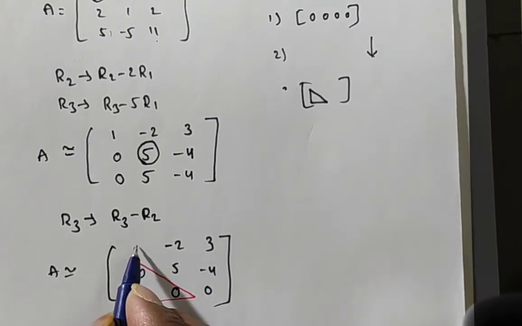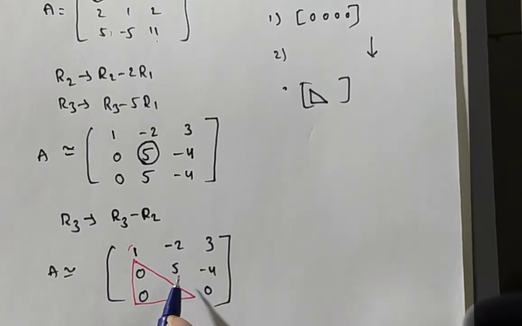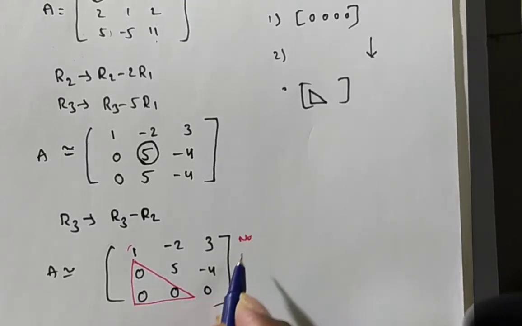Yes. This is the first non-zero element. Before that, is there any zero? No zero. Next, this is also a non-zero row. This is the first non-zero element. Before that, how many zeros are there? One zero. Here, no zero. Here, one zero is there. Next, here you have three zeros.